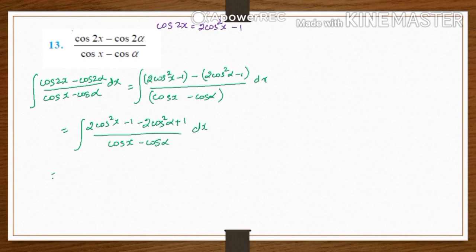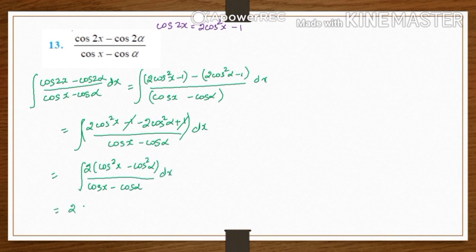dx. So this is equal to, plus 1 and minus 1 get cancelled and we are left with 2 cos square x minus 2 cos square alpha. So I can take 2 out commonly. So 2 into cos square x minus cos square alpha divided by cos x minus cos alpha dx. So this is nothing but 2, I can keep it outside.